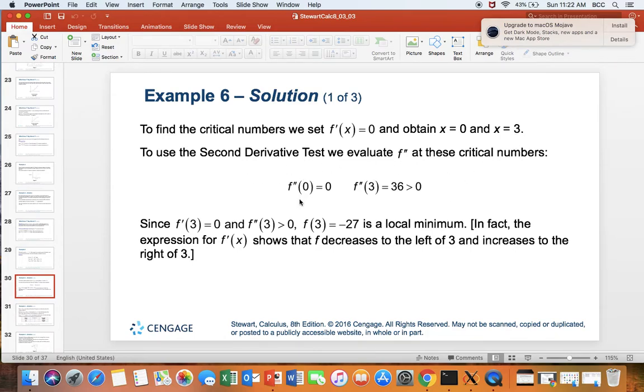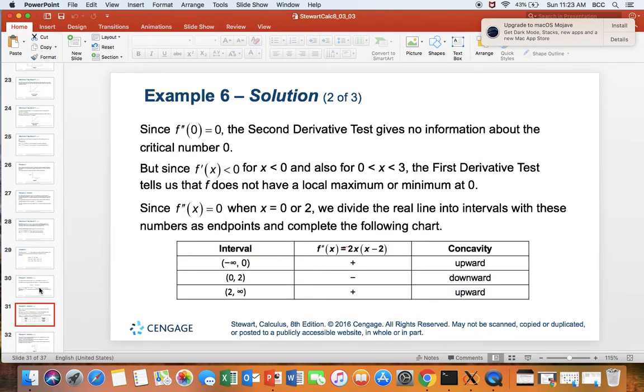Now, evaluate the second derivative at your critical numbers first. Okay, second derivative at 0 is 0, but second derivative at 3 is positive. So that means you have concave up. So that gives you a local minimum. Alright, but at 0 the first derivative is 0, so we cannot conclude much. You need left, right.